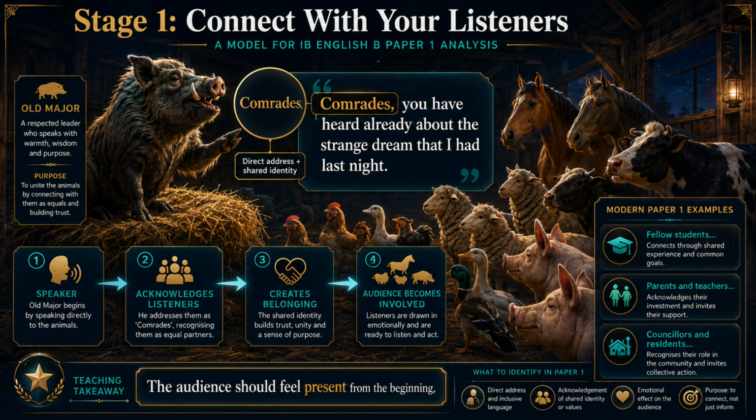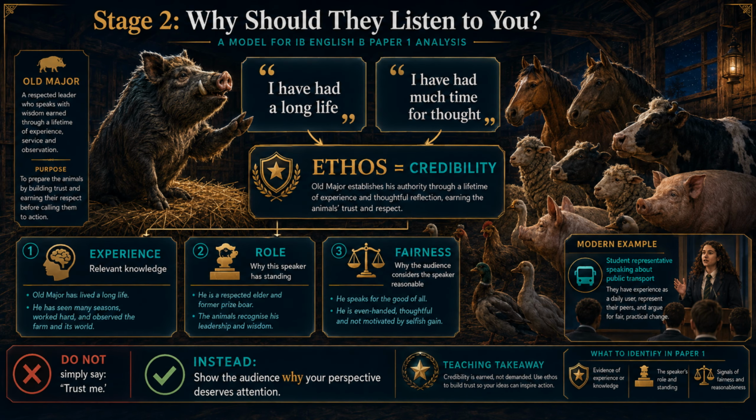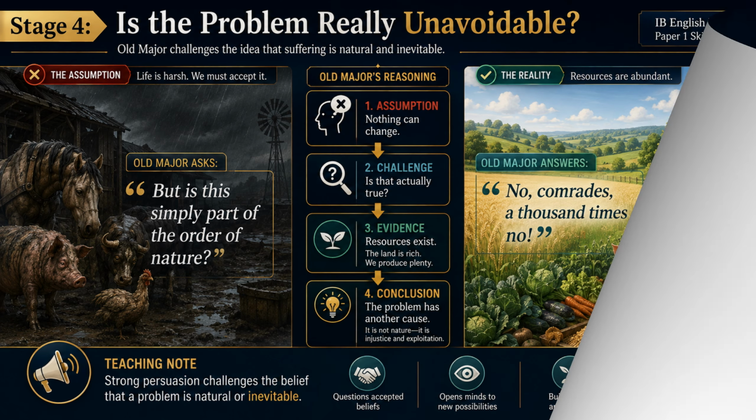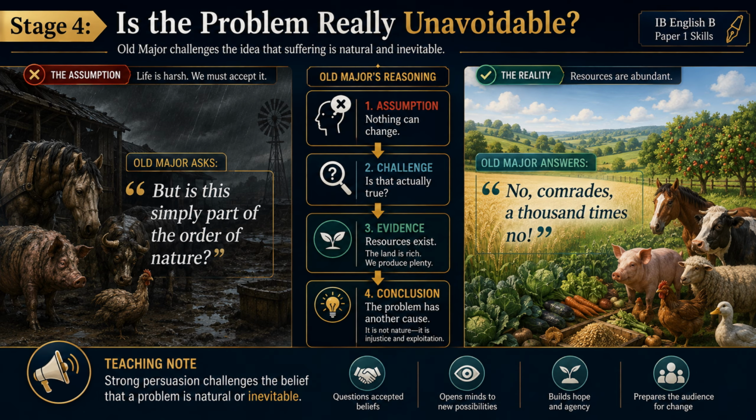A useful model shows us how that relationship can develop. The speaker begins by establishing a connection with the listeners. He then creates credibility and defines the problem clearly. But he does not stop at saying that the situation is bad. He asks why it exists. That question matters. A persuasive argument needs more than a complaint.